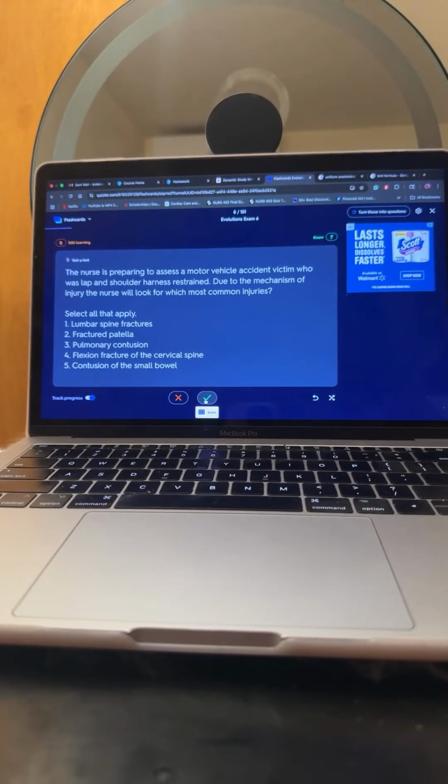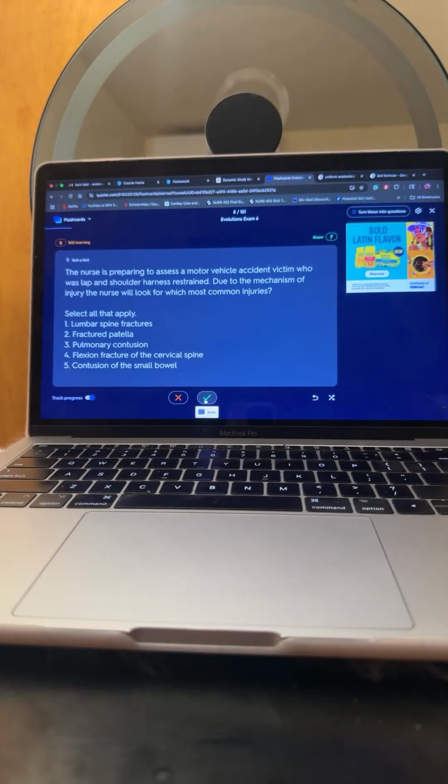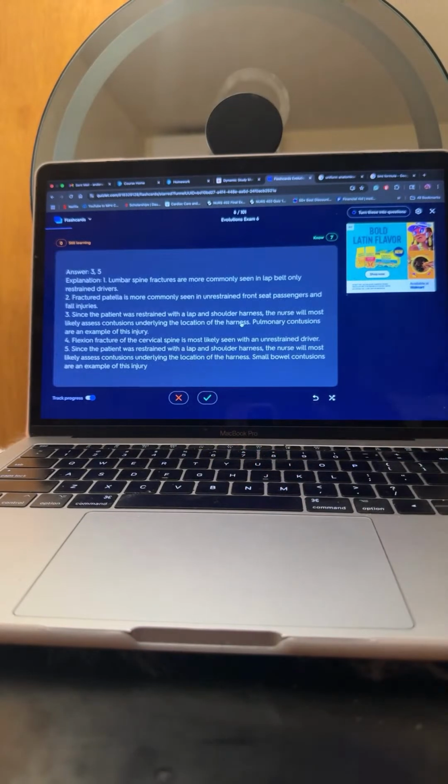The nurse is prepared to assess a motor vehicle accident victim who was lap and shoulder harness restrained. Due to the mechanism of injury, the nurse will look for which most common injury. So this is important to note. They have a shoulder and a lap harness restraint, so usually they're going to have injuries underneath whatever is restraining them. Because of the shoulder, pulmonary contusion, and because of the lap restraint, contusion of the small bowel. So it's just going to be 3 and 5.